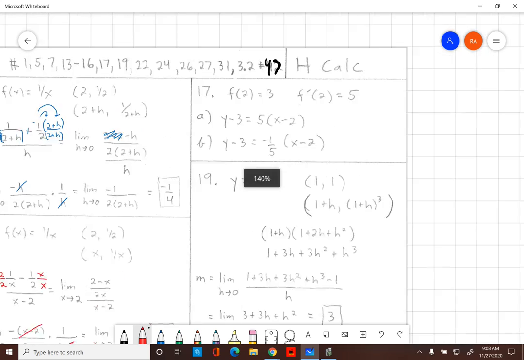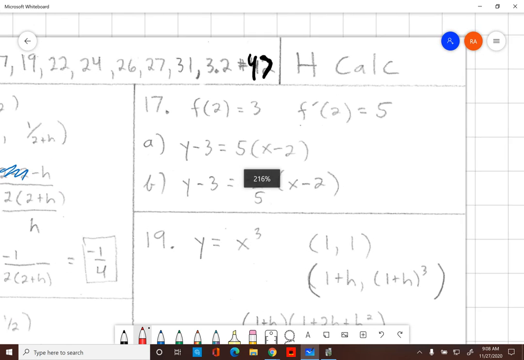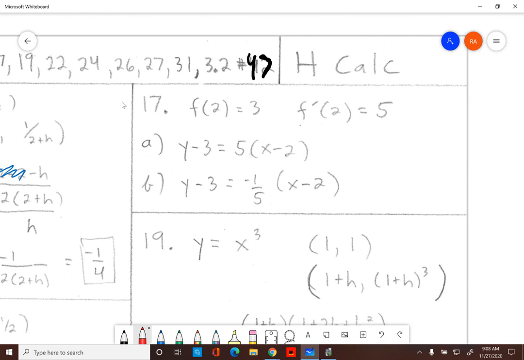Okay, so here's what's interesting, a new way to look at this. What 17 is asking is, what's the tangent line and normal line? And it gives us just this notation here. We need to translate what this means. This is talking about a function value. What this means is if you put a 2 into the function, the output is 3. So that's a point. That means this graph has the point (2, 3).